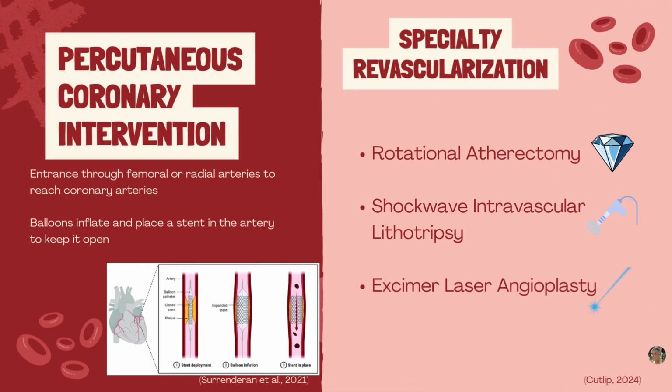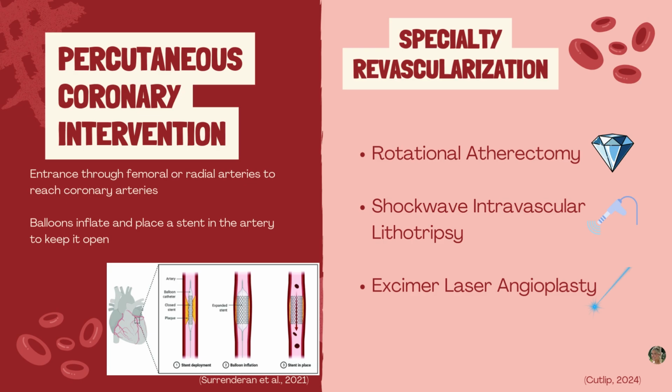So, percutaneous coronary intervention, commonly referred to as PCI, which we talked about on the last slide, is for STEMI. This is the entrance through the femoral, radial, sometimes brachial arteries to reach the coronary arteries, in which a balloon is inflated and a stent is placed. You can see that in the image below, where the stent wraps around the balloon, the balloon is inflated to open it up, and the stent is left behind.